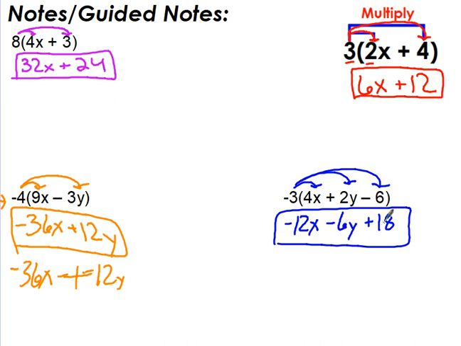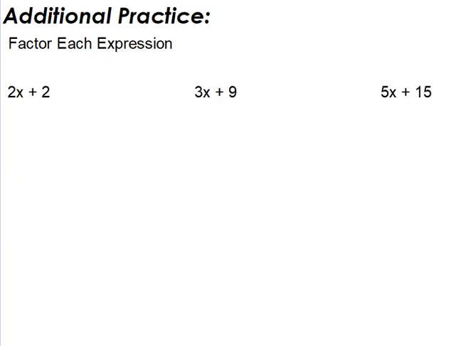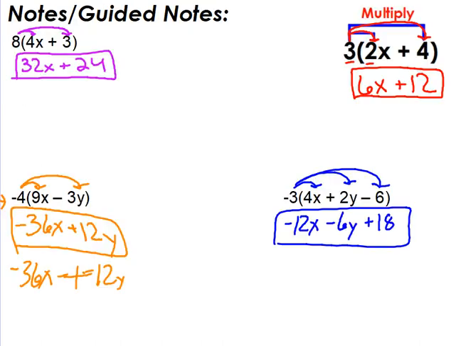Alright, so that's distributive property. Factoring is a distributive property backwards. So right now we already have a simplified expression. What I want to do is I'm going to divide that simplified expression to make it look like this piece right here. So we're going to go from here to here.